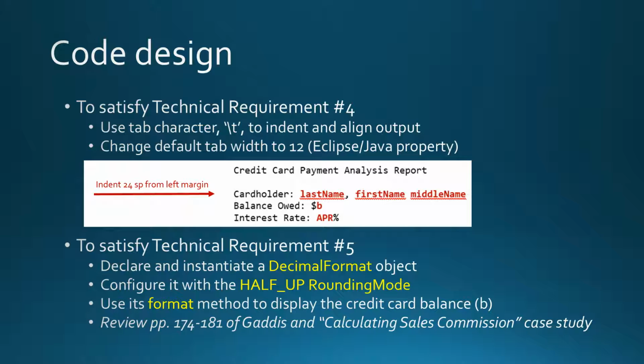We need to review pages 174 to 181 of the Gaddis text that discusses the decimal format object, as well as taking a look at the code in the Calculating Sales Commission case study. They actually have an example that has exactly the formatting pattern we want to use. It's always useful to review sample code as an aid to figuring out what kind of code we need. Okay, now we've discussed the requirements, refined the algorithm, and discussed our code design. So now we're ready to go over to our Eclipse project and begin implementing the code.